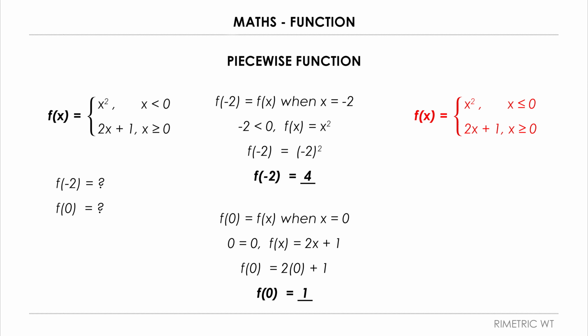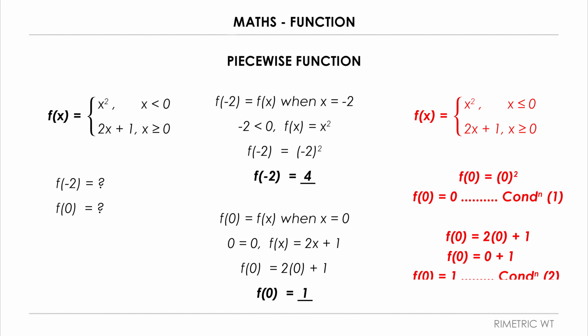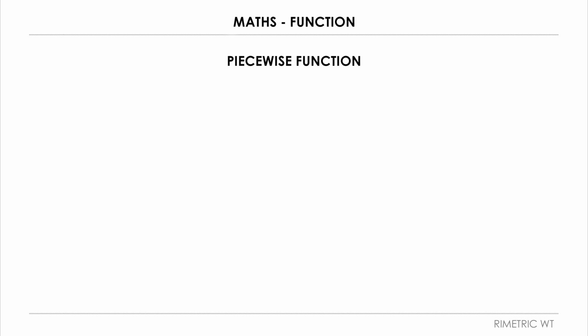Now, suppose our previous piecewise function looked like this, where 0 satisfies both conditions. In that case, when x equals 0, the first piece gives f of 0 equals 0, while the second piece gives f of 0 equals 1. So the same input, 0, is assigned to two different outputs. That means we have two different values for a single member of the domain, which violates the definition of a function. Let's look at another example.